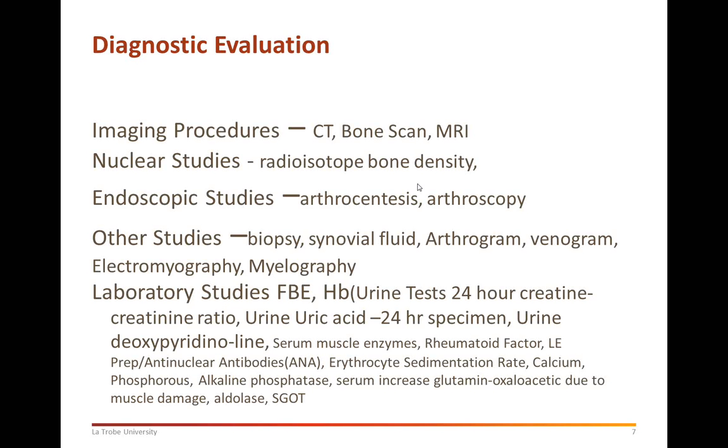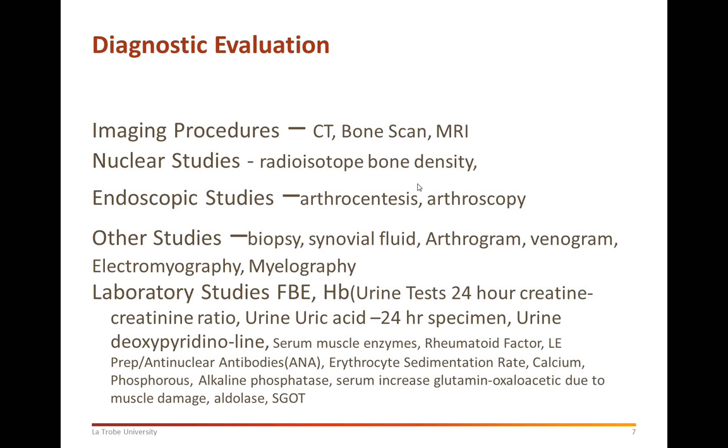After this, the doctors would normally ask for diagnostic evaluation, and usually they use a number of techniques, ranging from imaging procedures such as CT scans, bone scans, and magnetic resonance imaging, radioisotopes for bone density scans, endoscopic procedures such as arthrocentesis and arthroscopy, and other studies such as a biopsy for cancer, synovial fluid aspirations for osteoarthritis and rheumatoid arthritis, arthrograms and venograms to check the integrity of tissues within joints, and myography to test muscle strength and electrical activities of muscles.